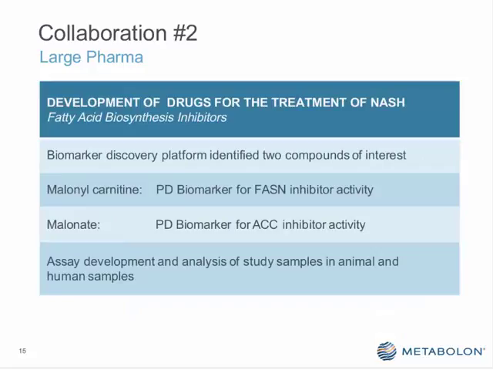The next one here is actually also another large pharmaceutical company, also developing drugs for the treatment of NASH. This one was a fatty acid biosynthesis inhibitor. We started with our biomarker discovery platform with this one. So really, almost beginning to end, identified 2 compounds of interest. Malonyl carnitine was found as a PD marker for FASN, fatty acid synthase inhibitor activity, and malonate was found as a PD marker for ACC inhibitor activity. We developed assays for these 2 analytes, and we analyzed samples, and this is currently an ongoing study as well.